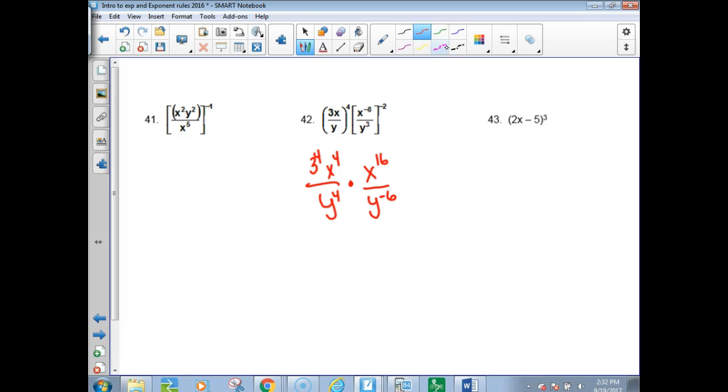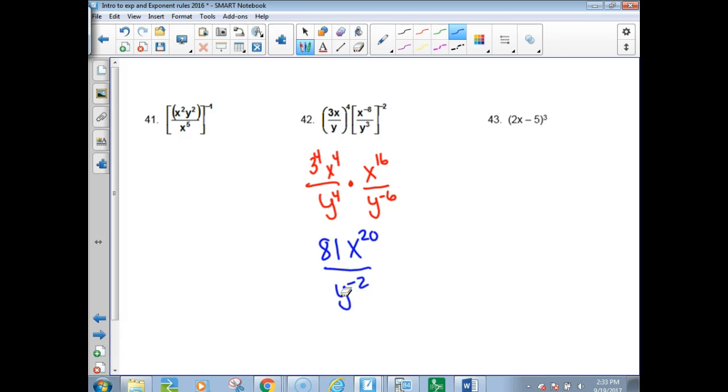All right, now, when you multiply fractions, you multiply numerator times numerator, denominator times denominator. So I'm going to multiply across. 3 to the 4th is 81. It's in your chart on your green paper. X to the 4th times x to the 16th would be x to the 20th. You would add the exponents. And then on the bottom, you're multiplying y to the 4th times y to the negative 6. You would add the exponents, y to the negative 2.